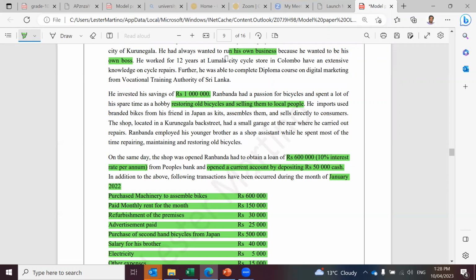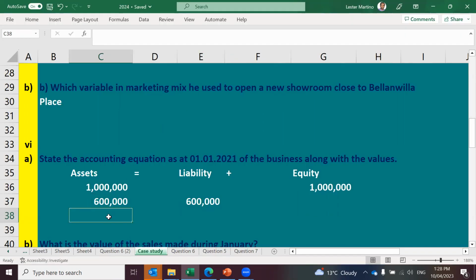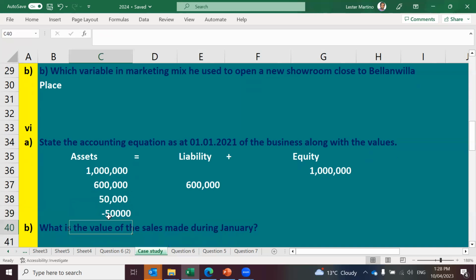And open a current account by depositing 50,000 cash. So it's within the umbrella of assets. Cash is deposited to the bank account. Cash decreases and the money in the bank account increases. You can put plus 50,000 in assets and minus 50,000 in assets. Okay, is it clear?